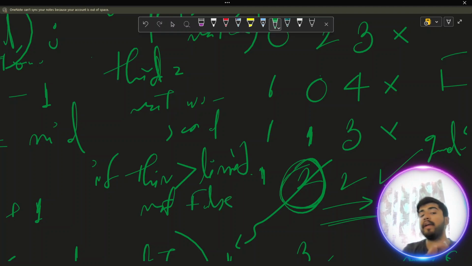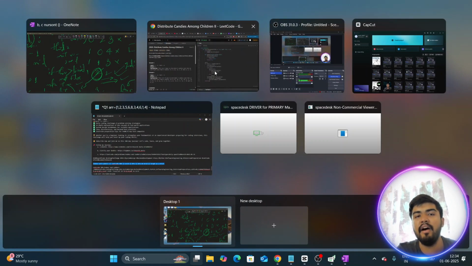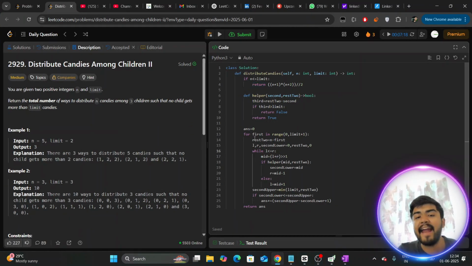You have to assign more candies to your second, otherwise third is going to take more than the limit, or else I can return a true. Yes, it's as straightforward as that. So now I can quickly discuss the overall code iterations to you guys. Exact same things I have done.